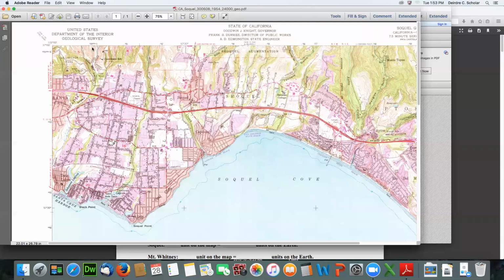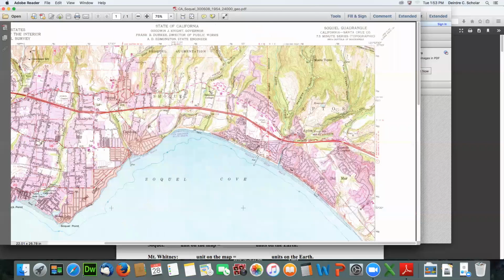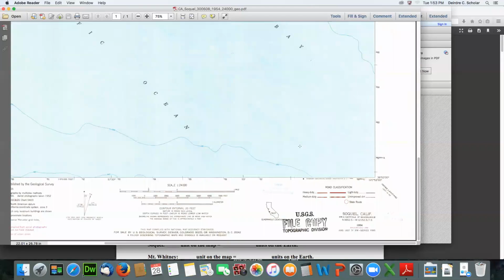When we look at the SoCal map, again, we want to go to the upper right-hand corner where we see the title listed as SoCal quadrangle. Moving down to the lower right-hand corner, it simply says SoCal, California. So either of those would be sufficient as the name of the map.